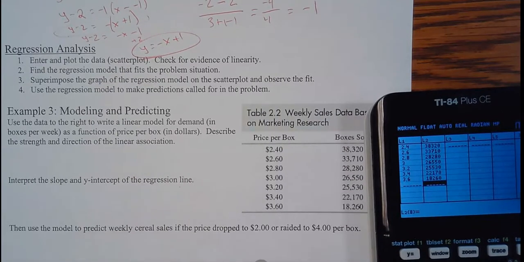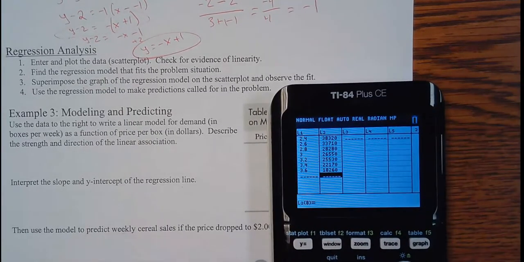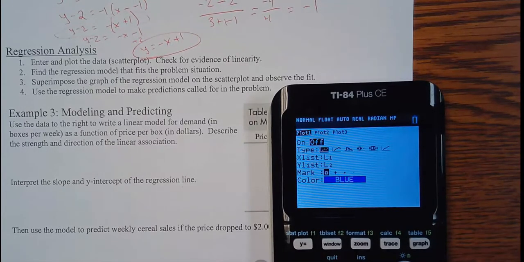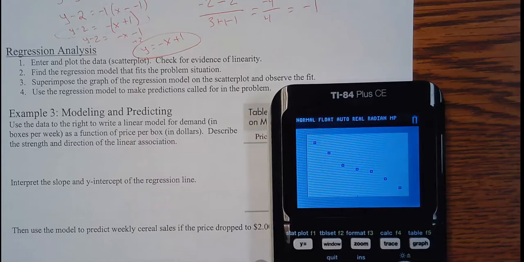Then I'm going to make a scatter plot to describe the strength and direction of the linear association. Let's see if it is linear. If it looks curved, then it's a pretty weak linear association. We'll do a stat plot and make sure that this is on. Everything else looks good. I'm going to go ZoomStat, number 9, to look at it.